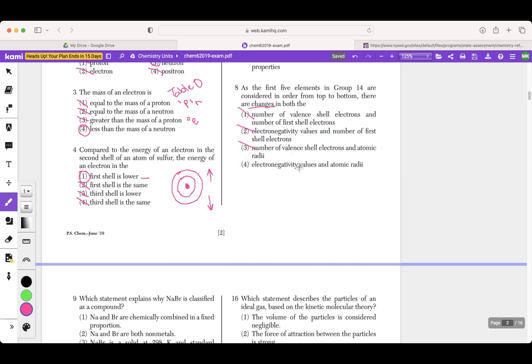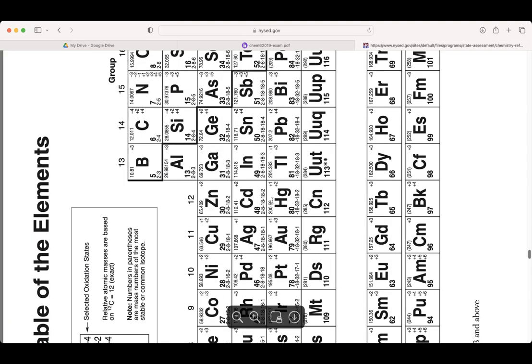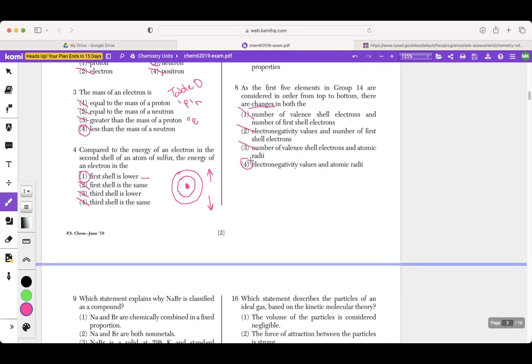And then choice 4, electronegativity values and the atomic radii. This is why it's super important to know your periodic trends. So as I go down or across, my properties are going to change. So atomic radii is going to change and electronegativity is going to change. So therefore, we're left with choice 4 as our answer.